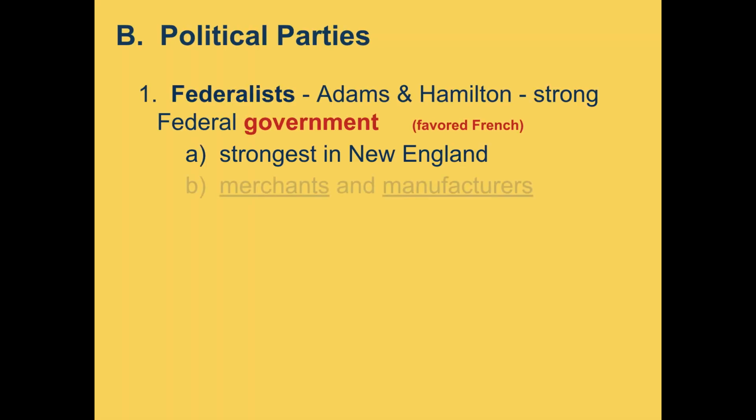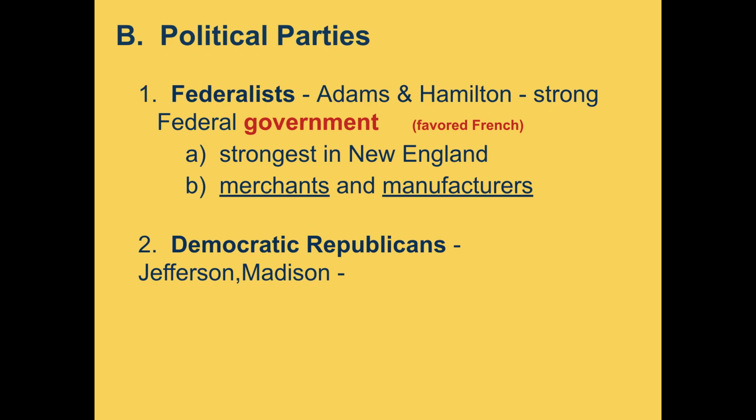So G-Dub leaves. Now, immediately as soon as he leaves, we form two political parties. The Federalists, led by Adams and Hamilton, your singing guy. They believe in a stronger federal government, and they're strongest in New England, made up of merchants and manufacturers and the big cities. If we look at the two modern-day most powerful political parties, Republican and Democrat, which would the Federalists be the most similar to? Big cities and strong, big federal government. Democrat is right.